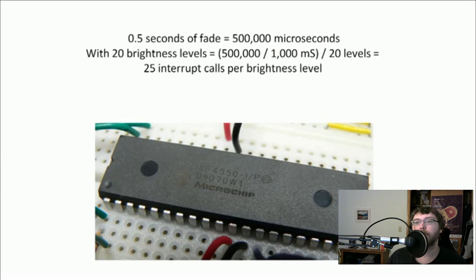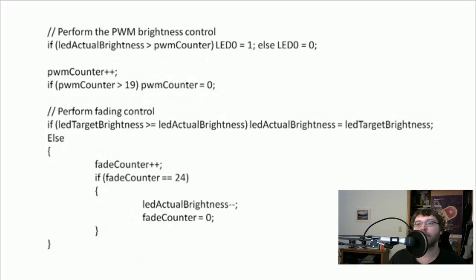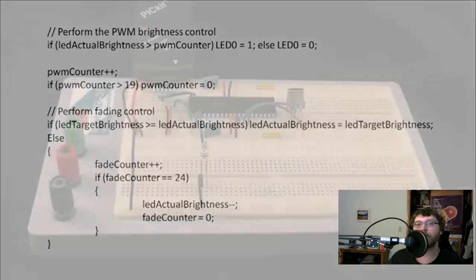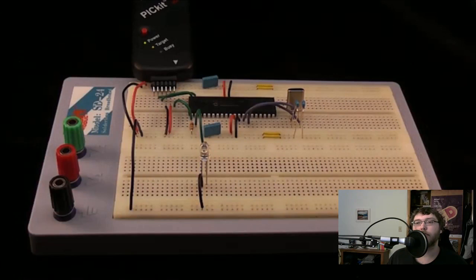Instead, we keep another counter which counts the number of interrupt calls which should occur in between decrementing the actual fade level. Since we know the interrupt is called every 1,000 microseconds, it's pretty straightforward to work out how many interrupts we should count to get the desired fading rate. For example, if we want to fade from a brightness level of 19 to 0 in 0.5 seconds, we simply divide the required time in microseconds by the interrupt time of 1,000 microseconds and then by the number of levels. You can see this in the video where the LED is being turned on and then allowed to fade.